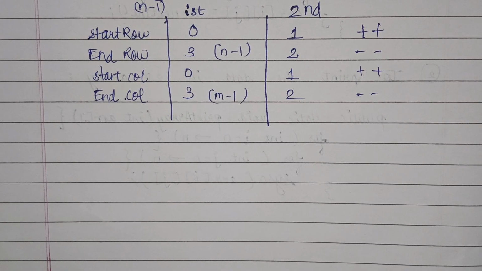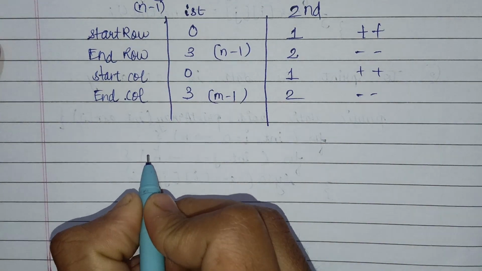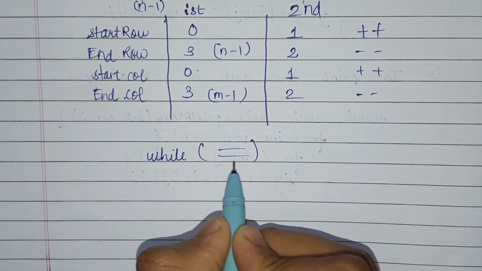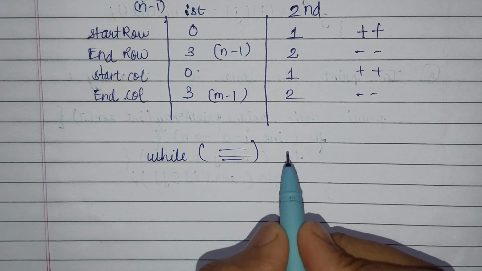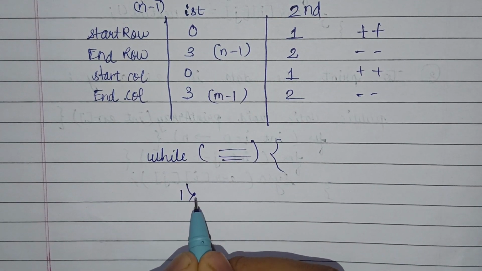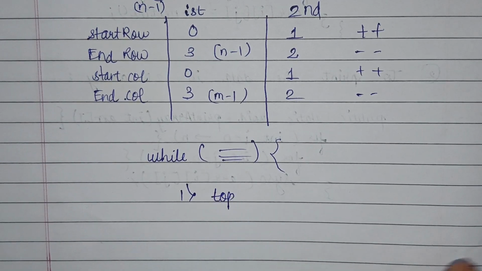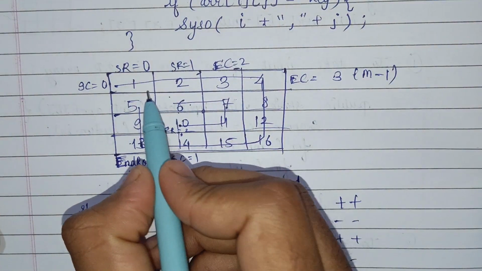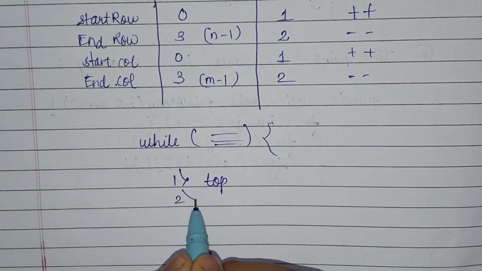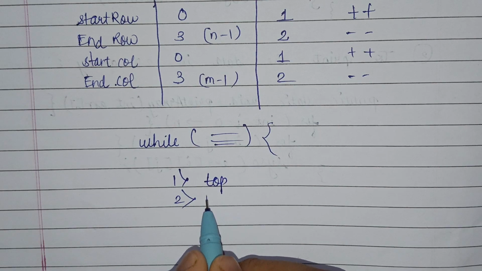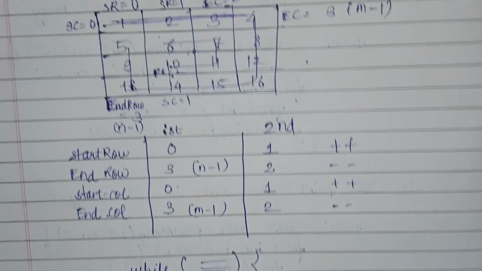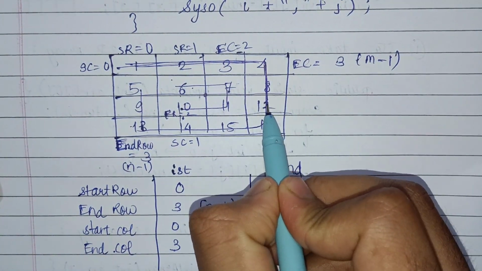So we will run a while loop here and we will give some conditions here, and in that we will first print the top of the matrix, means this part we have to print first. Then secondly we have to print the right part of the matrix, means this part we have to print.